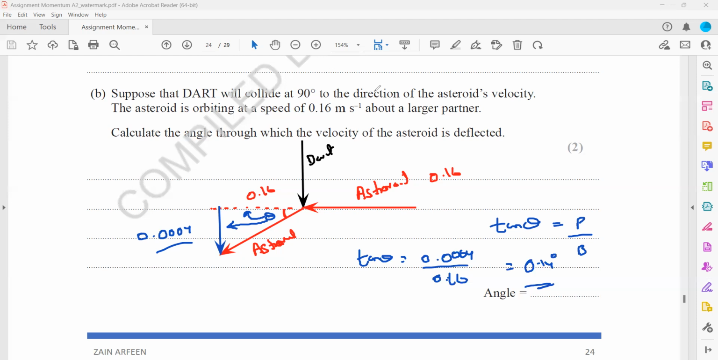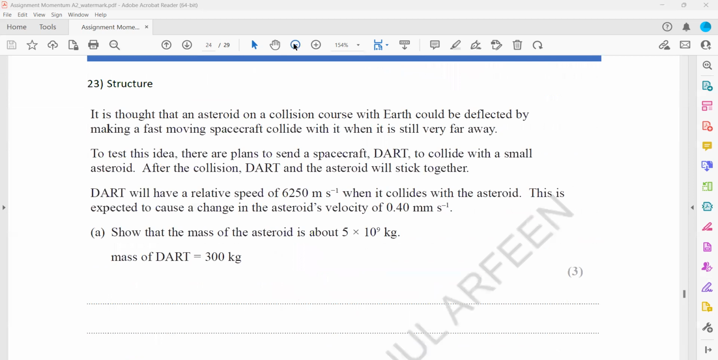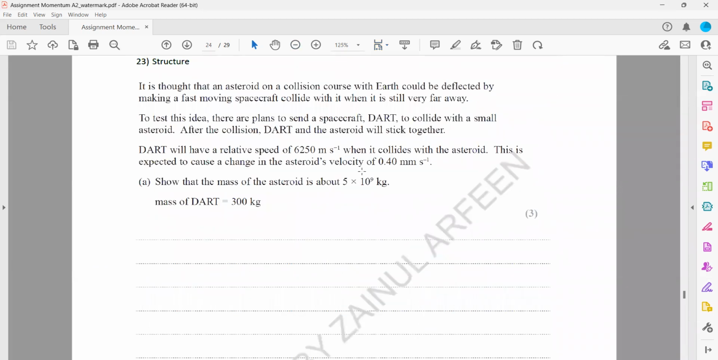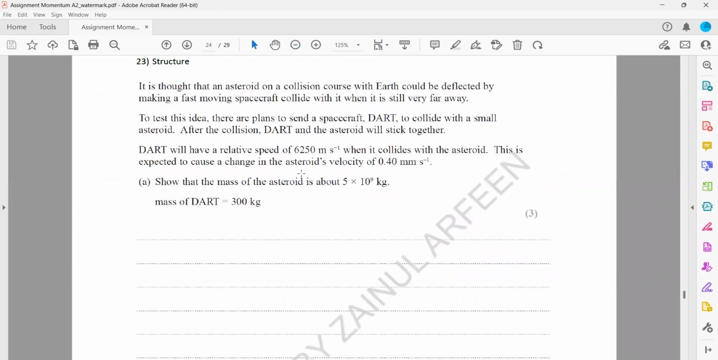Working of part A using conservation of momentum, substituting the values. Yeah, sure. I will solve part A as well by substituting the values for conservation of momentum. If we solve the first part using conservation of momentum, according to conservation of momentum, the total momentum before collision is equal to the total momentum after collision.